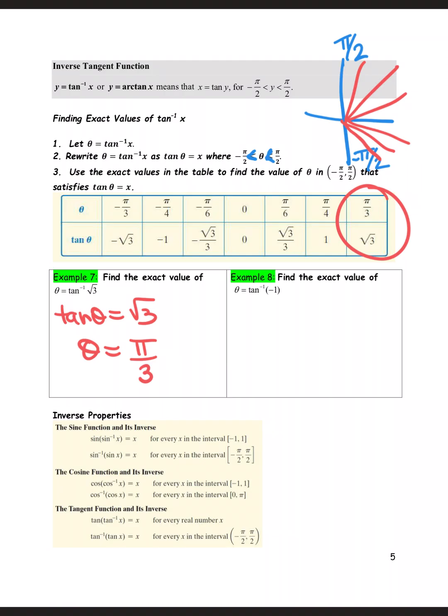Example 8, find the exact value of theta equals the inverse tan of negative 1. Where does tan of theta equal negative 1? Well, tan of theta equals negative 1 at negative pi over 4. So I've summarized the inverse properties for sine, cosine, and tangent in this chart here.